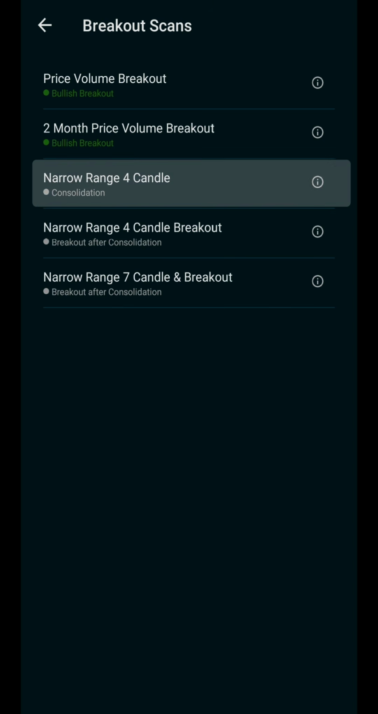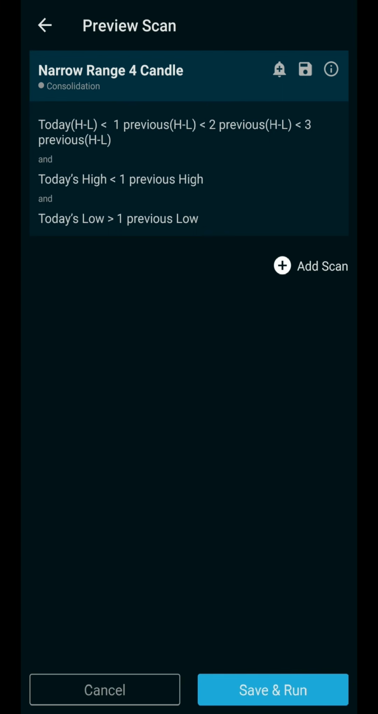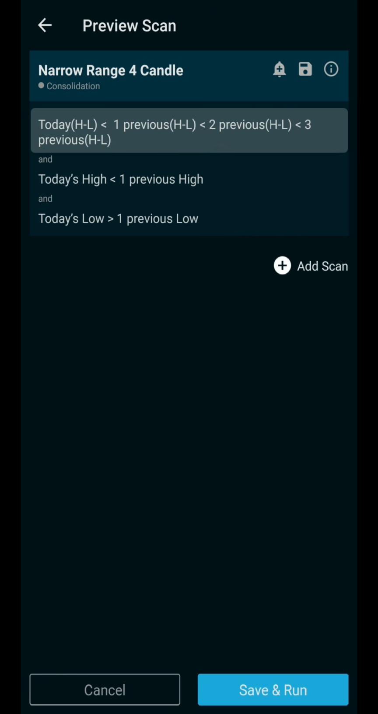So if I open the narrow range 4 candle, you can see the conditions for the scan are listed here. So it's basically checking that today's high minus low is less than the previous high minus low, and the second previous high minus low, and the third previous high minus low. So basically it's comparing today's high minus low against the last 4 candles.